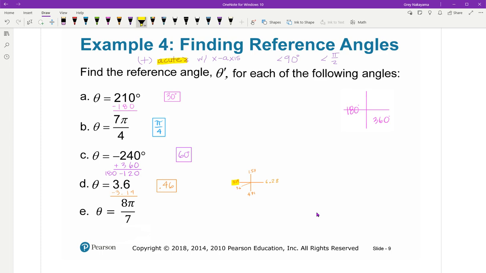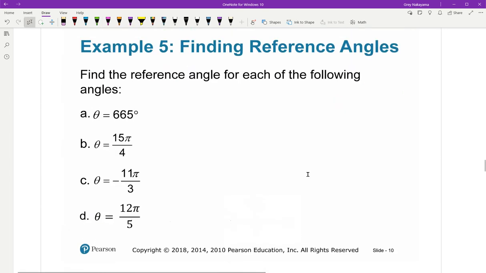E, theta equals 8 pi over 7. 8 pi over 7, that's not on my unit circle. But where is pi over 7? Pi is over there on the left, which is the same thing as 7 pi over 7. So 8 pi over 7 is going to be just past it, which means I'm just going to subtract pi from it. When I subtract pi, as I said, pi is the same thing as 7 pi over 7. And when I subtract that, I get pi over 7.